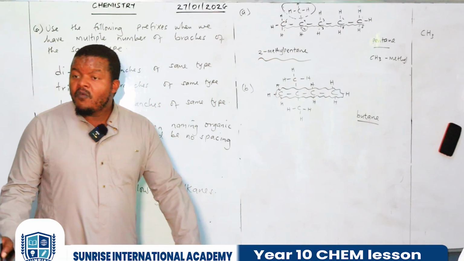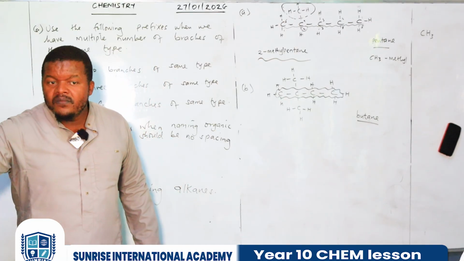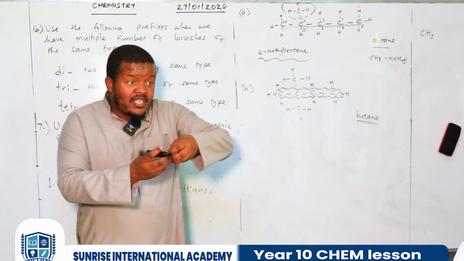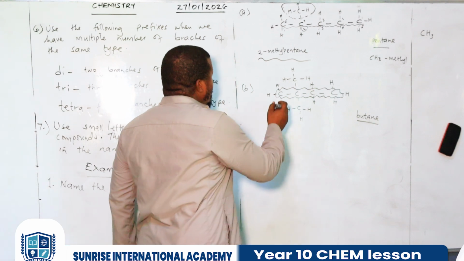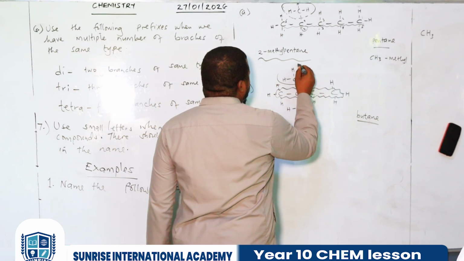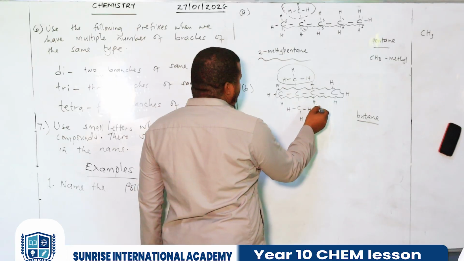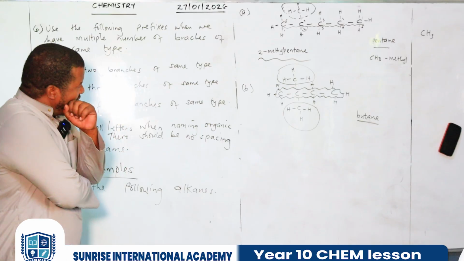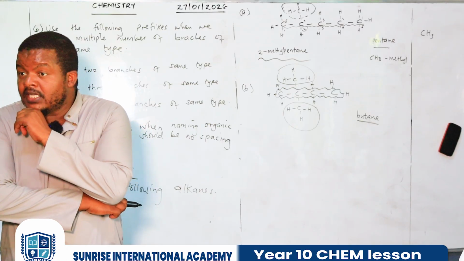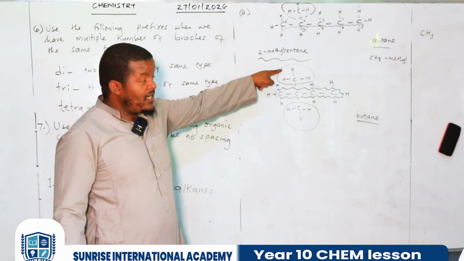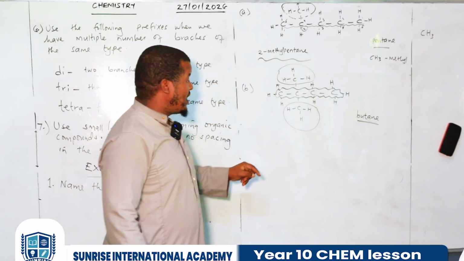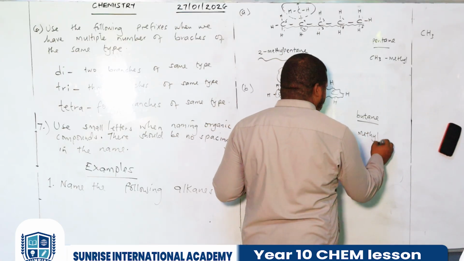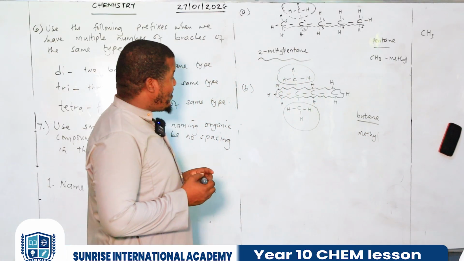Number 2, from the longest continuous carbon chain, do we have branches? That's the next question you ask yourself. Yes, we do. We have the first branch here, and we have another branch there. By the look of things, those branches are identical. This is a methyl. This is also a methyl. So our branch is methyl, but we have two of them. We are going to talk about that.